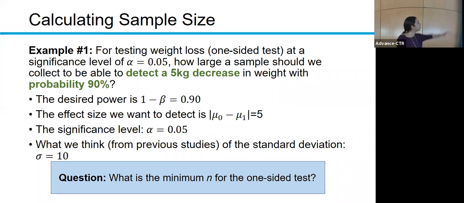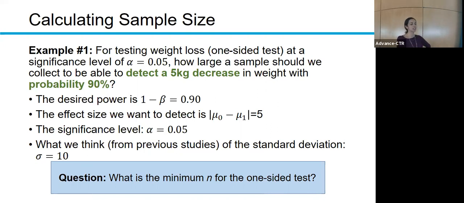So if we outline all of the ingredients to this example, the desired power is going to be 1 minus beta, equal to 0.9, because we said that we want to be able to detect this with probability 90%. So we want to make sure that we're detecting an association when it in fact exists 90% of the time. The effect size that we want to detect is going to be equal to 5 because we want to detect a 5-kilogram decrease. The significance level here is going to be 0.05.